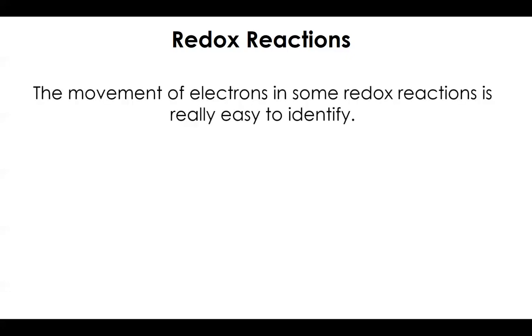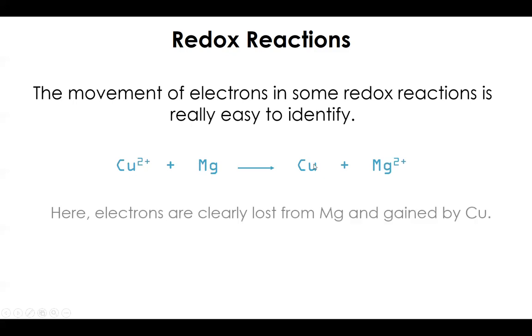So the movement of electrons in some redox reactions is really easy to identify. Here's a reaction that has nothing directly to do with cellular respiration, but it's just easy to track the electrons. You can see that we've got our copper and magnesium. Pretty easy to see that copper is going to gain some electrons, magnesium is going to lose some electrons. So this is really easy.